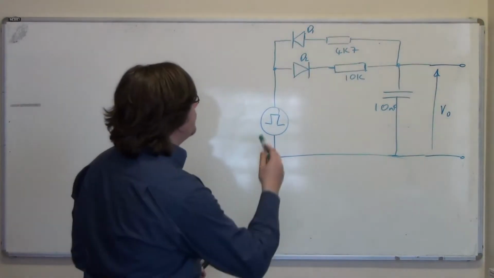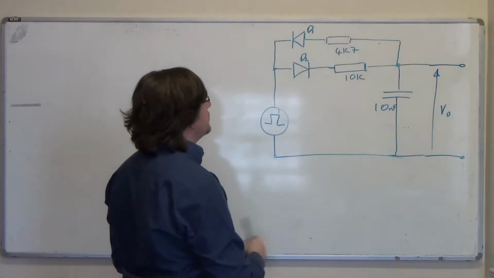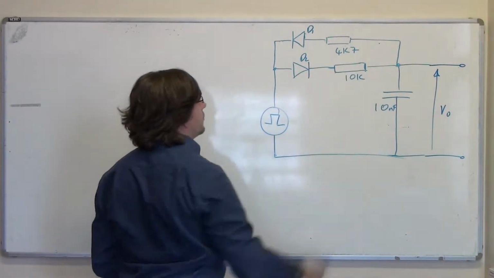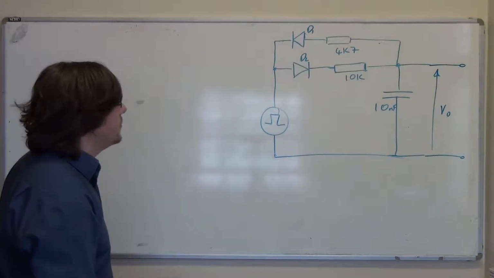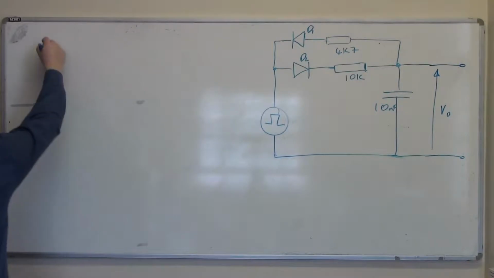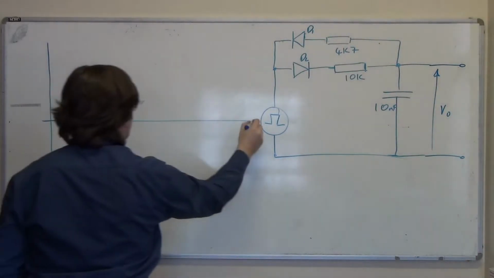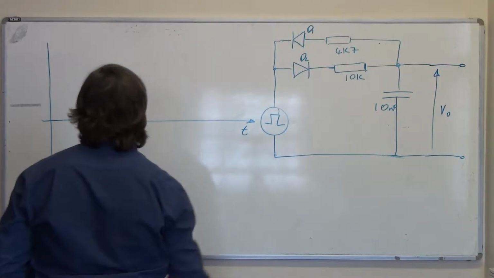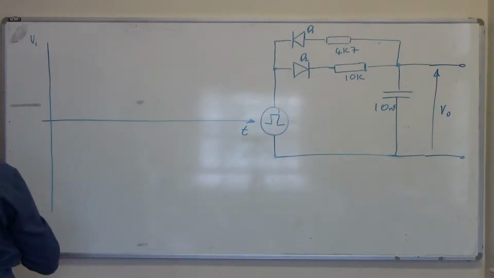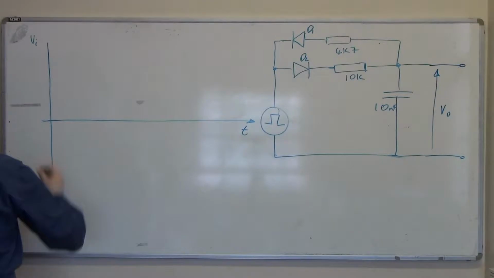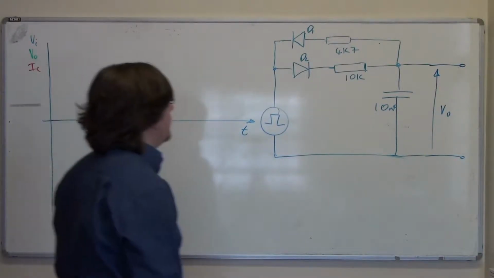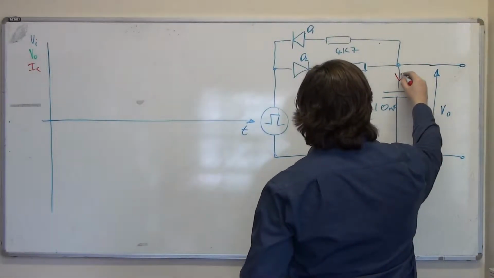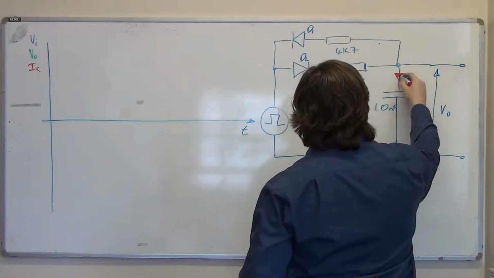And of course, whether D1 conducts and D2 conducts is actually dependent on the voltage on the capacitor as well. So if that changes, we'll have to be wary of what's going on. But as usual, we've got to draw a graph. And we'll have time, and we'll have V in blue and V out in green, and we'll have IC in red. And IC, I will choose positive values of IC to mean current flowing into the capacitor.